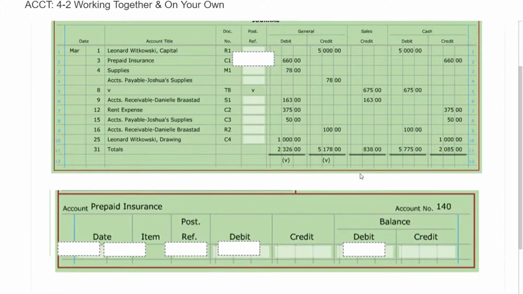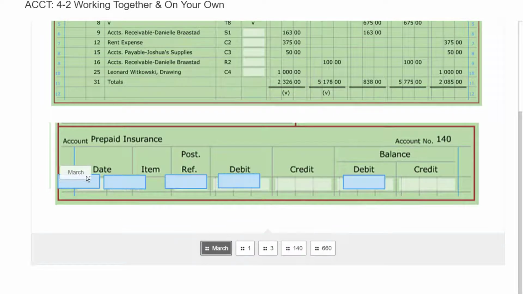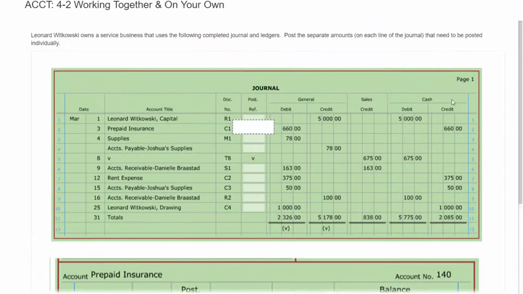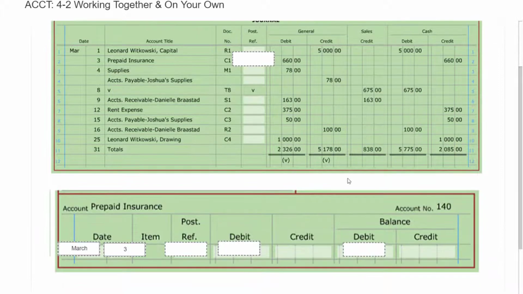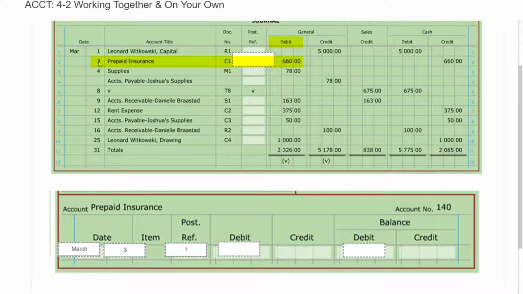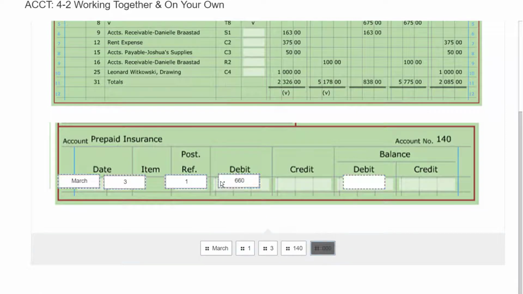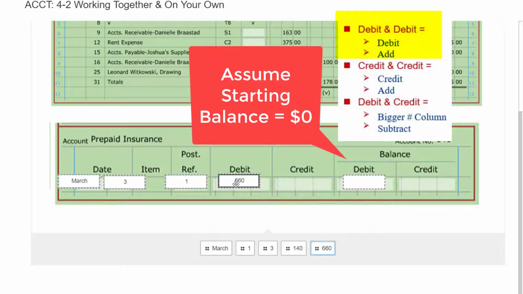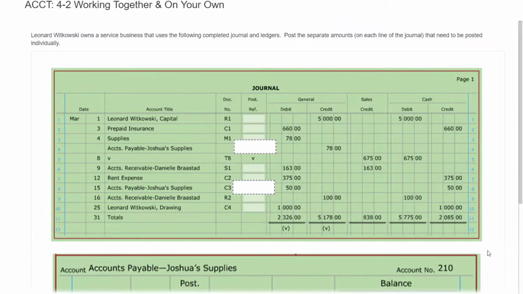The same process goes for prepaid insurance. This is on March 3rd. So I can drop down March 3rd. This information is coming from page 1 of the journal. So that's my post reference. And if I look at March 3rd, prepaid insurance is a debit of 660. So I put 660 here. 660 plus 0, since the very first one, is $660.